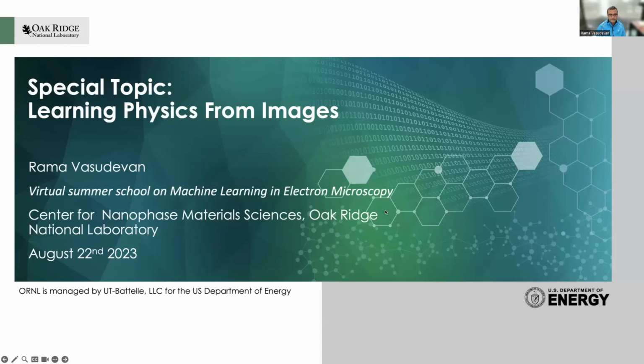Thank you, Sergey. So today we're going to discuss the special topic of learning physics from images as part of the Virtual Summer School of Machine Learning and Electron Microscopy. So really nearing the end of this course. This is lecture number 23. And today I'm going to give you a flavor for what we actually do when we get images, typically atomically resolved images in electron microscopy. It doesn't have to be, but we're going to focus on that today.